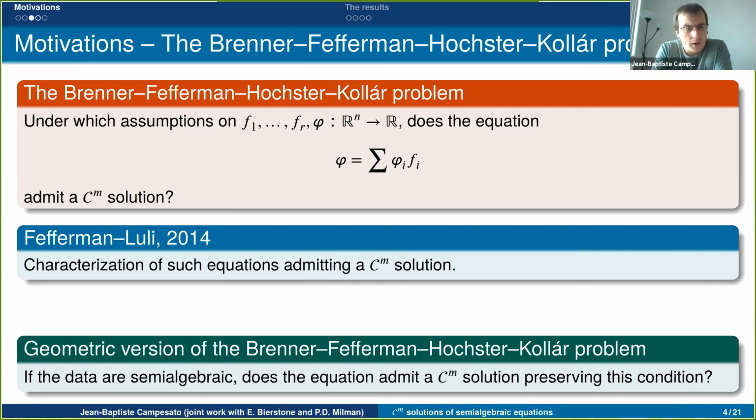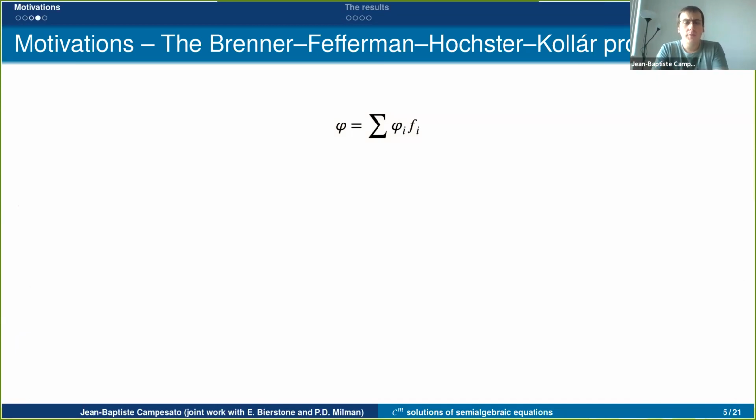And before continuing, I would like to make a few comments about this problem. So it arose from algebraic geometry. The initial question was to study the continuous closure of ideals. So namely, we start with some polynomials F_i, and we want to determine whether a polynomial phi can be expressed as a linear combination of the F_i, but where the coefficients are simply continuous functions and not polynomials. So that's what we call the continuous closure of the ideal.